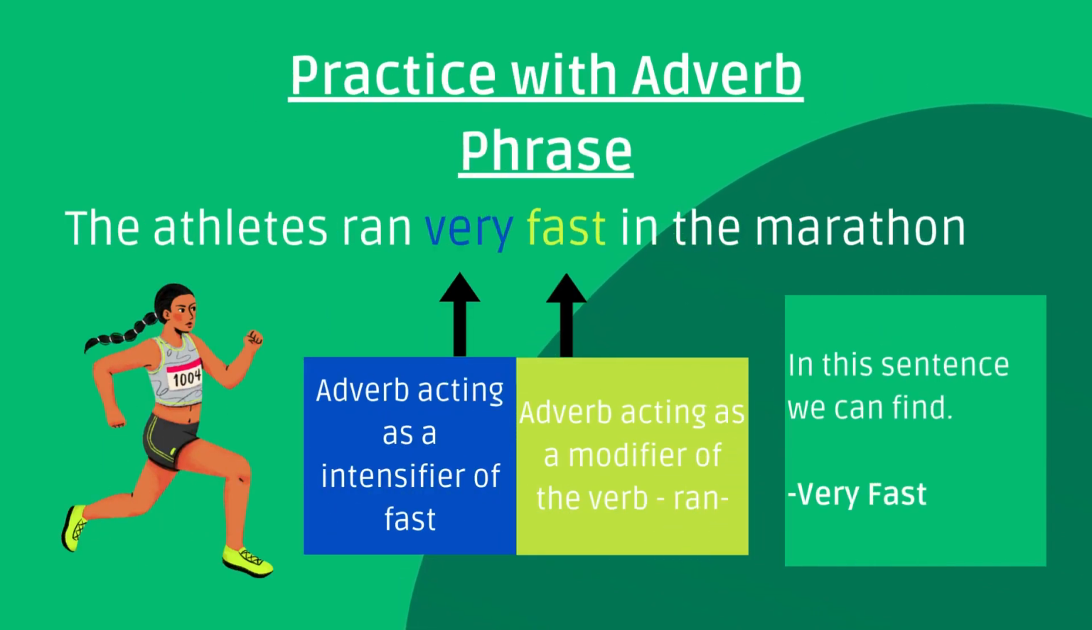Practice with adverb phrase. For example, we have the athletes ran very fast in the marathon. The adverb phrase is very fast. This adverb phrase modifies the verb ran by indicating the way the athletes ran in the marathon. Very intensifies the speed expressed by fast, thus forming the adverb phrase that provides more information about the action.